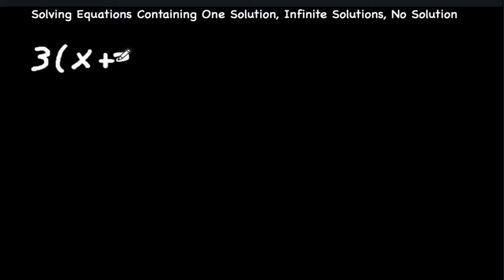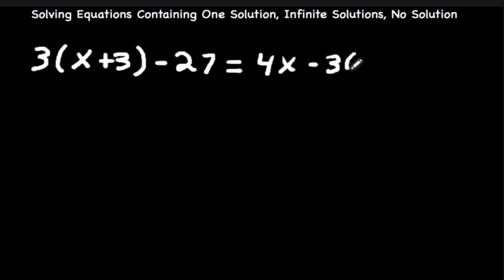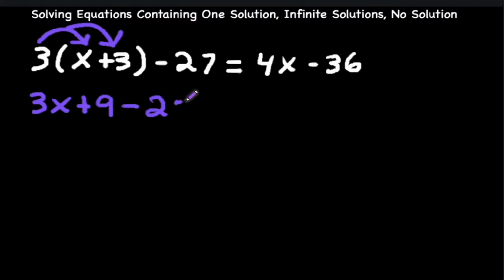3 minus 27 is equal to 4x minus 36. Okay, so the first thing you would want to do is go ahead and distribute this 3 to each term within the parentheses in order to get rid of the parentheses. So 3 times x is simply 3x, plus 3 times 3 is 9, minus 27 equals 4x minus 36.